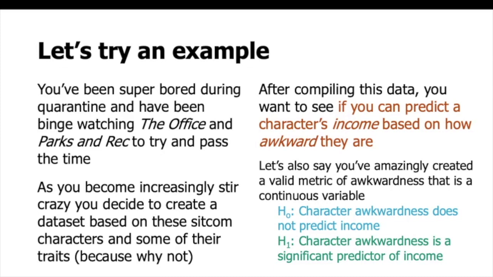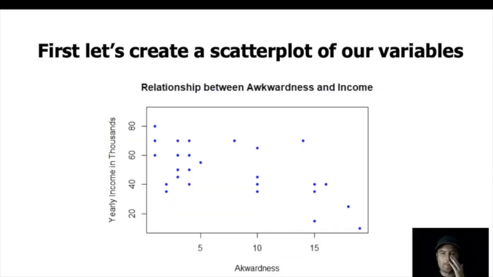The alternative hypothesis is going to say the character's awkwardness is a significant predictor of income, or they are related. So first thing, I always recommend when you're doing any statistical analysis, look at your data in a graph. A scatter plot is a great way to visualize it. Here we're looking at awkwardness across the x-axis and yearly income in thousands on the y. If you were to squint and draw a line here, you'd see there's a negative relationship: as you get more awkward, you tend to earn less money.